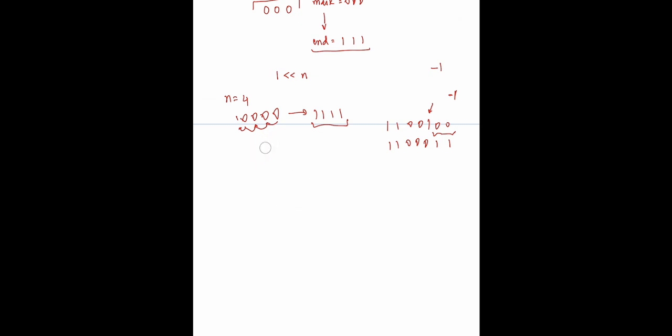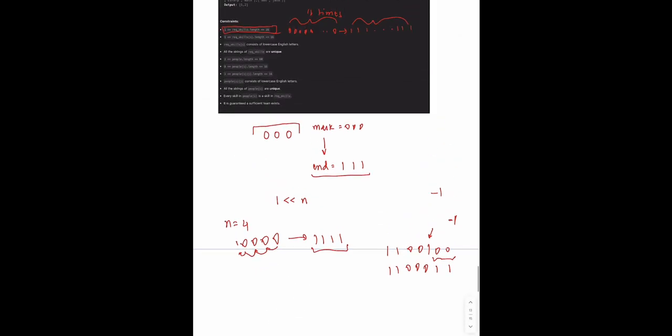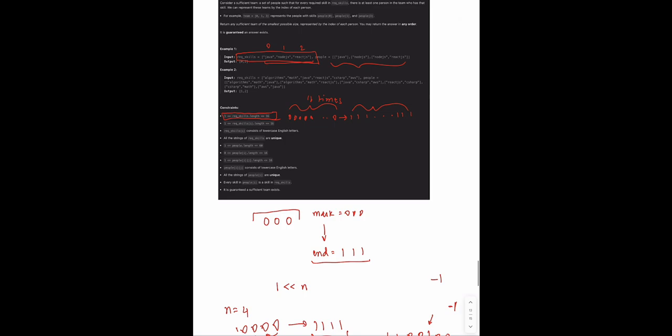For this question, we now know our initial mask is 0, no matter how many bits are needed, and the end mask would be 1 left shifted n times, minus 1. So this is our goal.